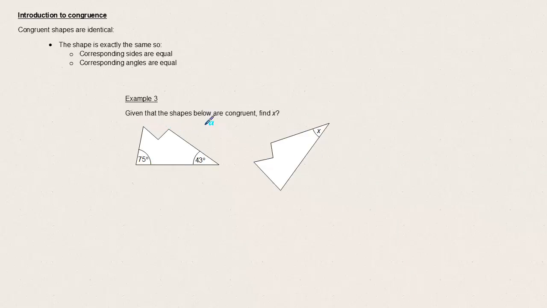Given the shapes below are congruent, find X. We can see that X is this angle here, and if we look at this shape, the angle that corresponds to X must be this one. It's not this one, that would be this one here. So X corresponds to the 43, and since the shapes are congruent, that means that X is 43 degrees.